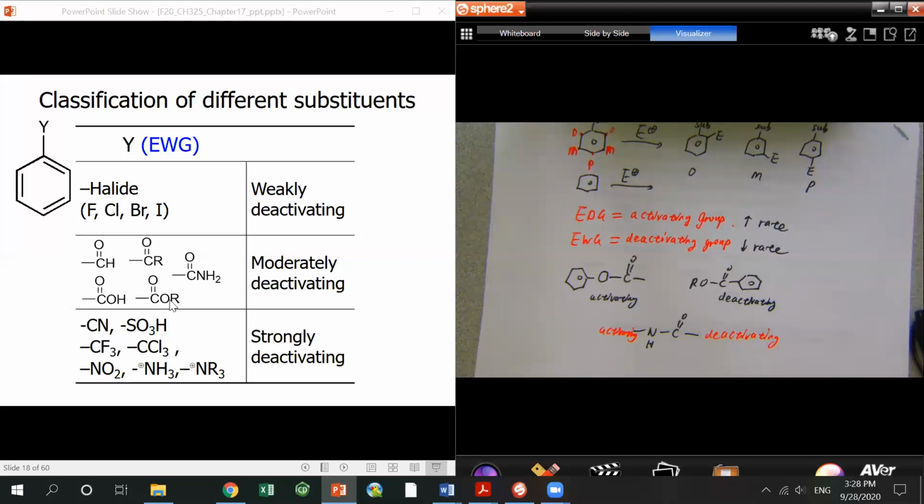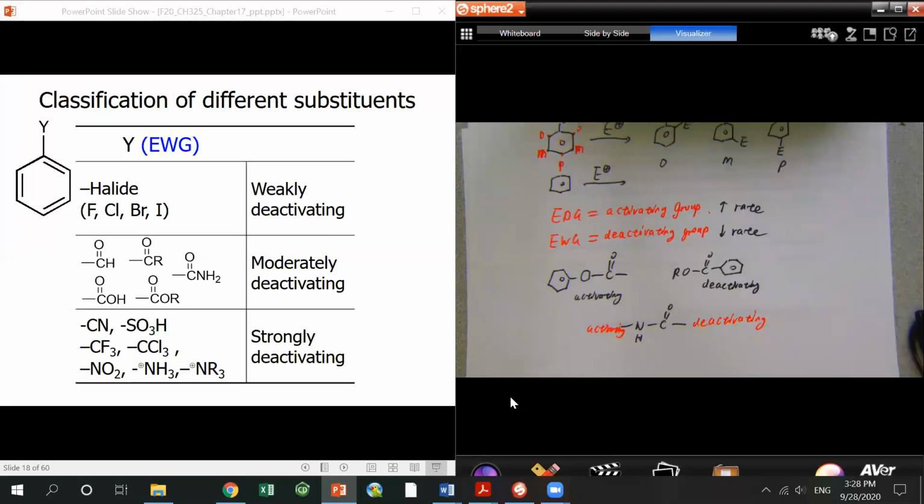And the last category is the strongly deactivating groups. For this category, it's pretty much some center atom surrounded by strongly electron withdrawing groups. We also call them strongly electronegative atoms, or some kind of positively or negatively charged species. So please keep that in mind.